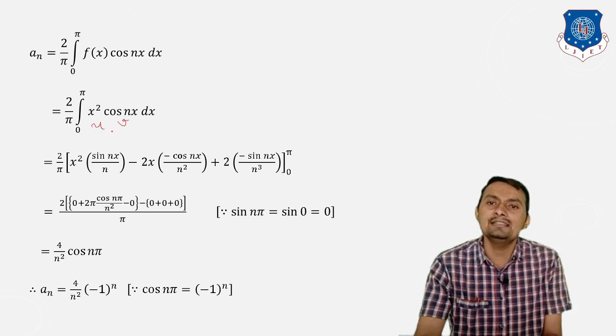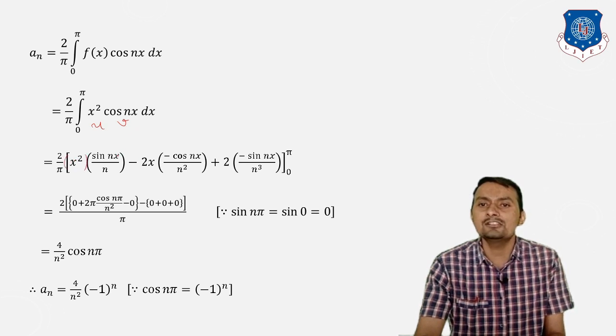So u is there and this is v. Just apply Leibniz rule. First u is there, then we will consider integration of the cos, that is the sine, then derivative of the x square, that is 2x, and then integration of this one, then derivative of the 2x, that is 2, and integration of this one.